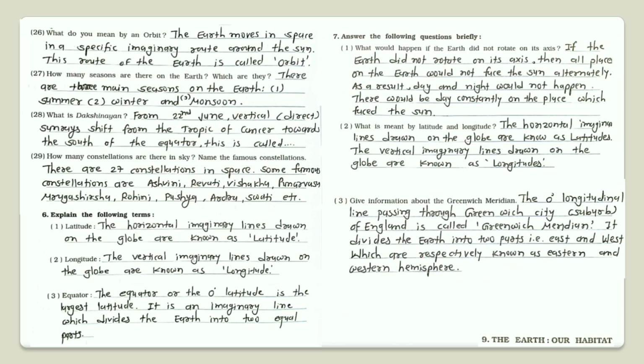26 number. What do you mean by an orbit? The earth moves in space in a specific imaginary route around the sun. This route of the earth is called orbit.